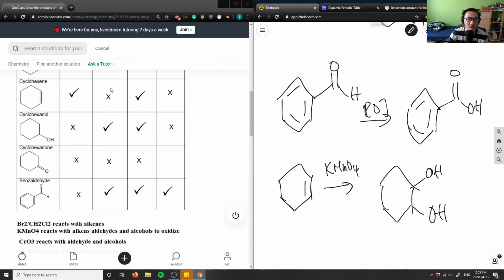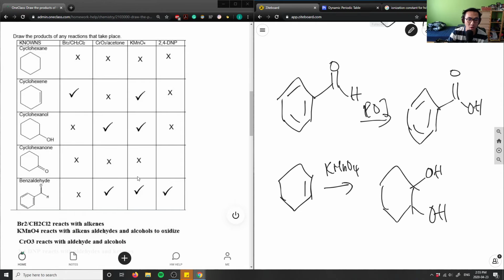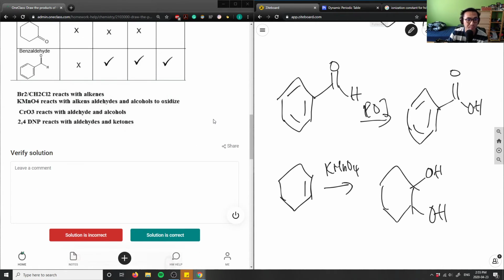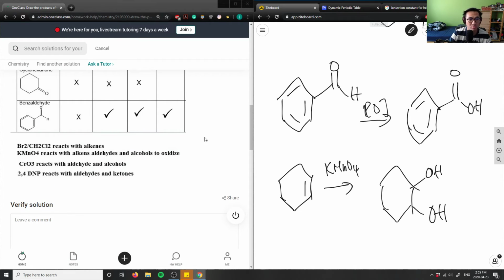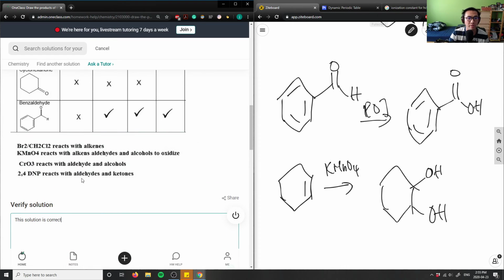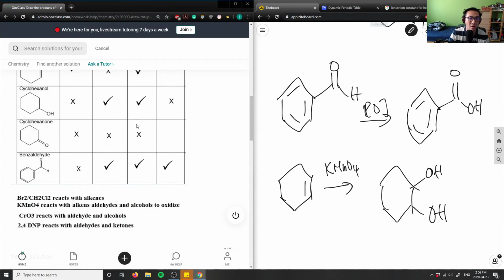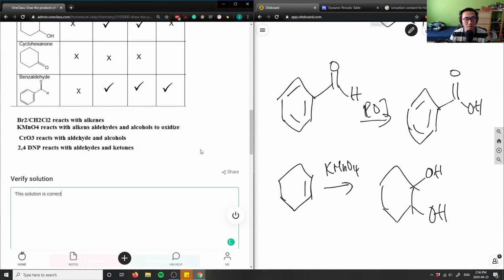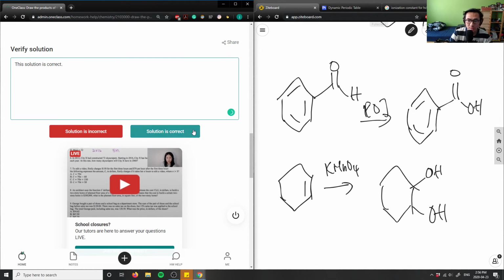And finally, benzaldehyde, I can oxidize both of these to become carboxylic acids, and it will become a red precipitate in D4-DMP. So this solution here is correct. This solution is correct. Again, CrO3 here only reacts with aldehydes and alcohols and not alkenes. It's just because KMnO4 is such a strong oxidizing reagent that it can actually produce a diol here. Solution is correct. Sweet.